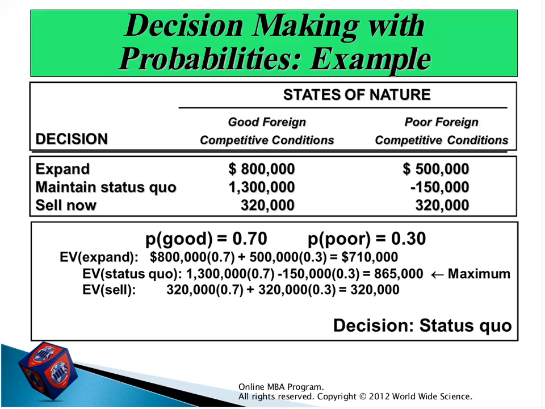It's calculated exactly the same for maintain, which produced 865,000. And expected value for sell is 320,000. Now, each decision that has more expected value should be selected by operation managers. Expected value for maintain is the maximum. So this method tells you should select the maintain.